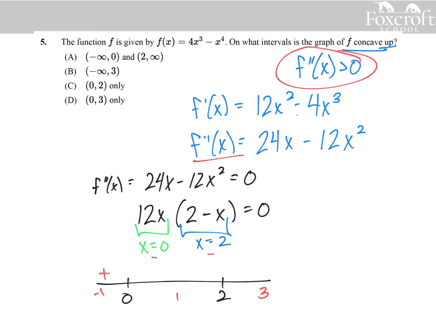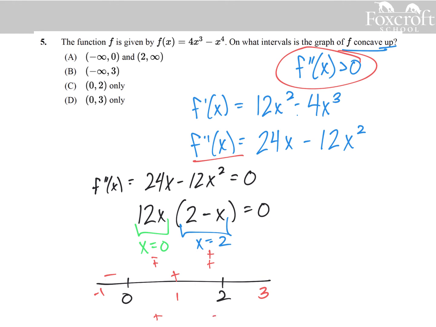If I plug in 1, this would be positive. This would be 2 minus 1, which is also positive. I thought it would be positive. That doesn't seem right. What did I do wrong? Oh, 2 minus -1 is positive. So positive and negative. This first part should have been negative. And I plug in 3. 12 times 3 is positive.